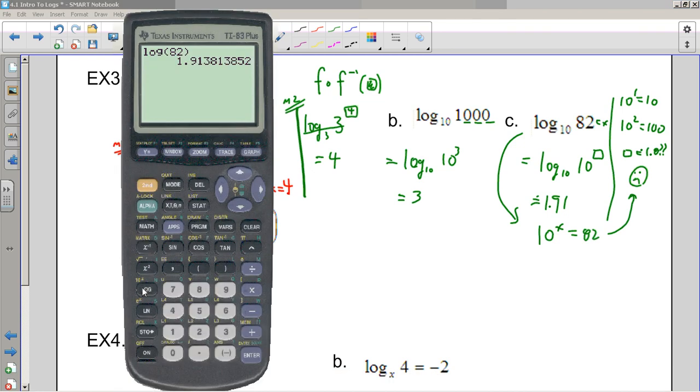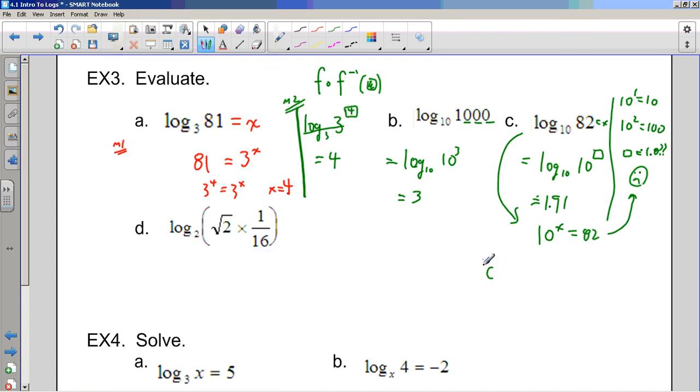Notice that the log button, which is hooked up with 10 to the exponent x, is called the common log, which is base 10. The common log is base 10, and so normally we wouldn't write in the base. If you see a log with no base, then it's base 10. Okay?